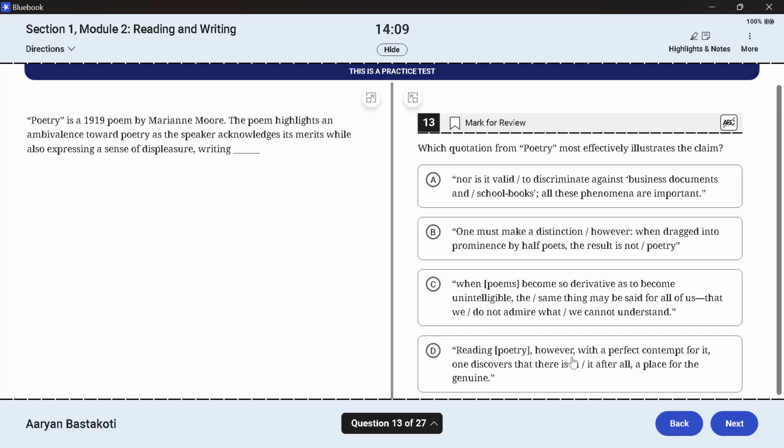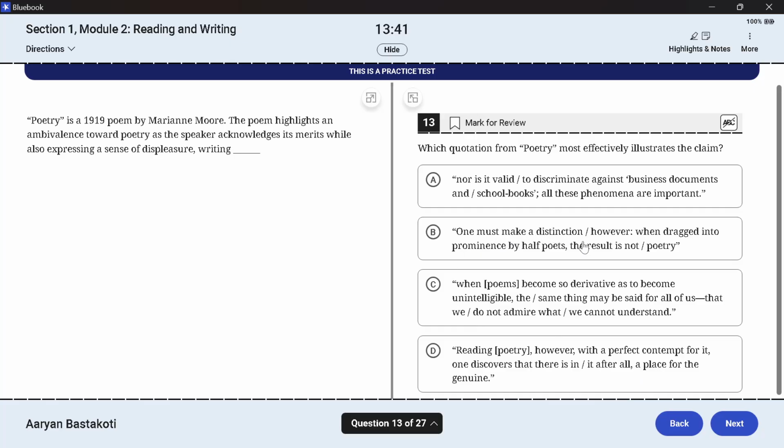Reading poetry, however, with a perfect contempt for it, one discovers that there is in it, after all, a place for the genuine. It does express merits, but does it express displeasure? I do not understand it. I do not think this expresses displeasure.